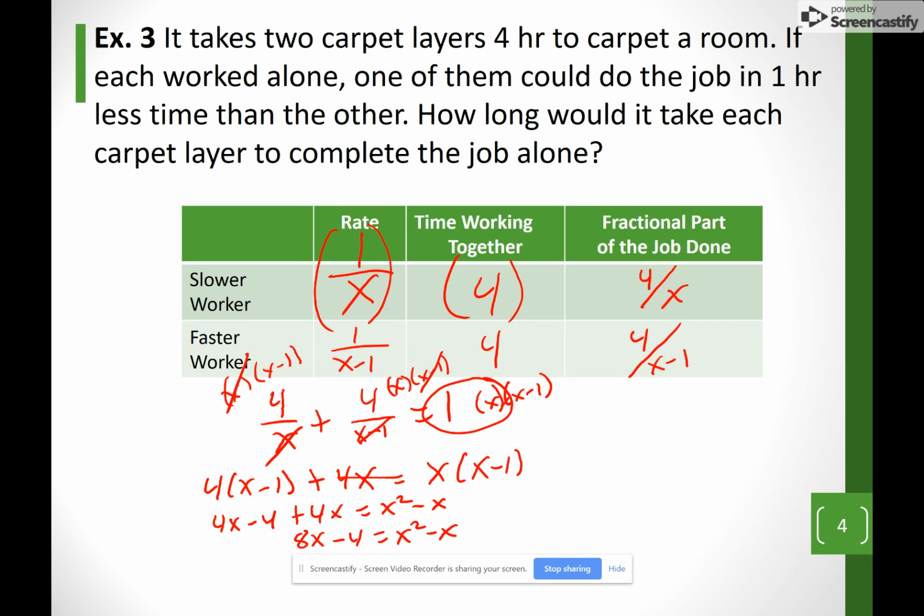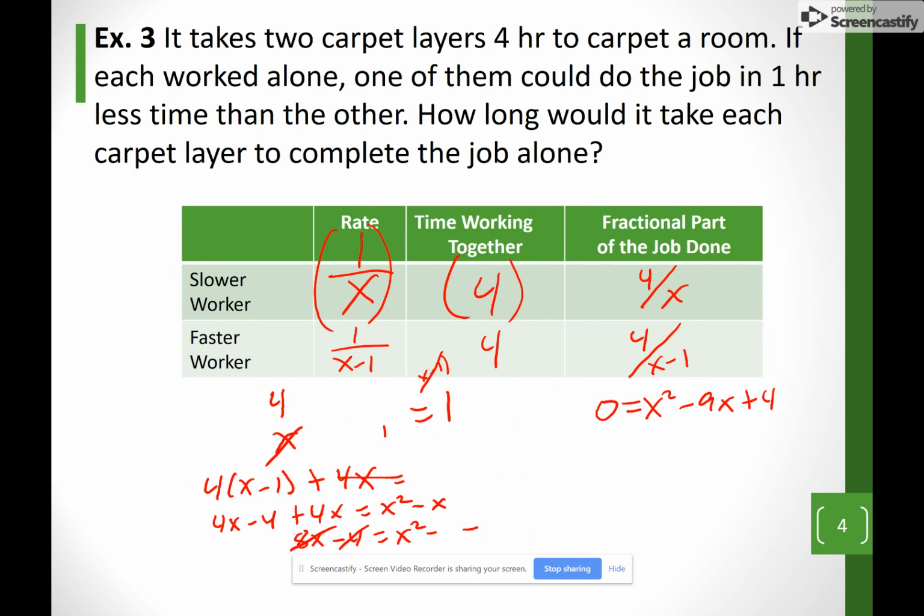I'm going to move everything to where the x squared is positive. So I have x squared minus 9x plus 4 is equal to 0. Now this cannot be factored. I cannot think of two numbers that multiplied equal 4 and added equal negative 9. It cannot factor. So I'm going to have to use the quadratic formula in this case.